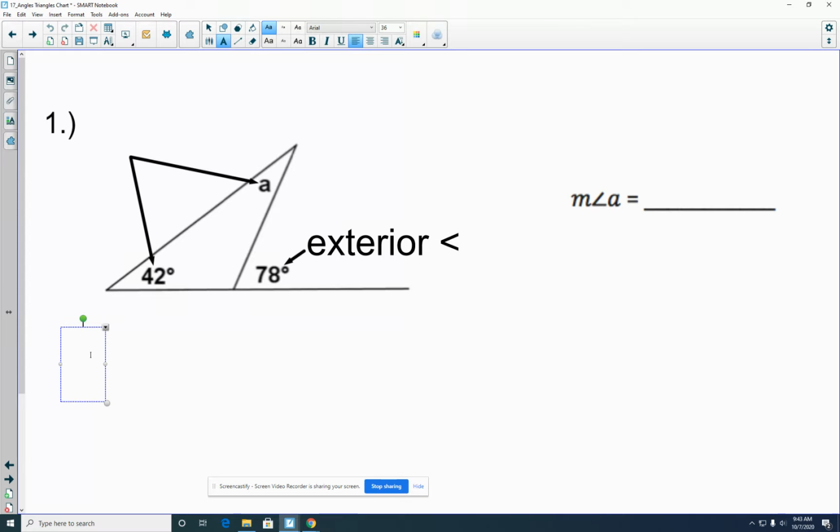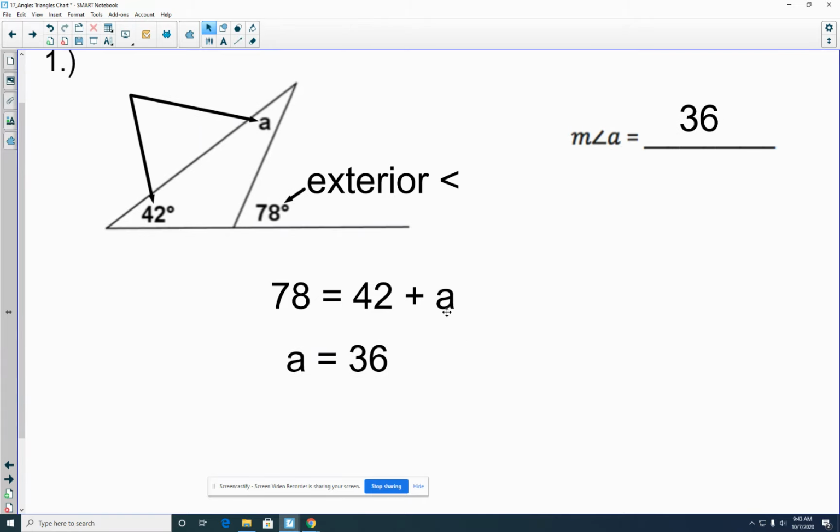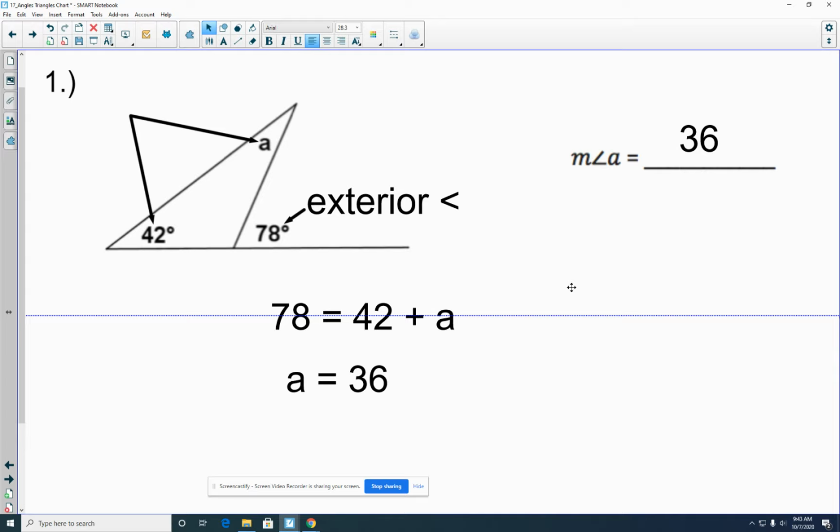So we have an equation. Your exterior angle is equal to your two non-adjacent interior angles, 42. And once you have an equation, we know we can use algebra to solve, right? Subtract 42 from both sides, and we find that A is equal to 36. That's this here.